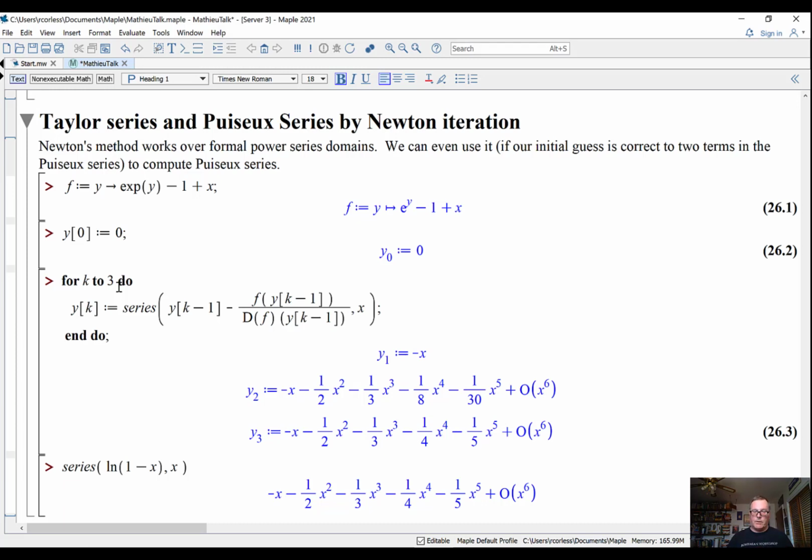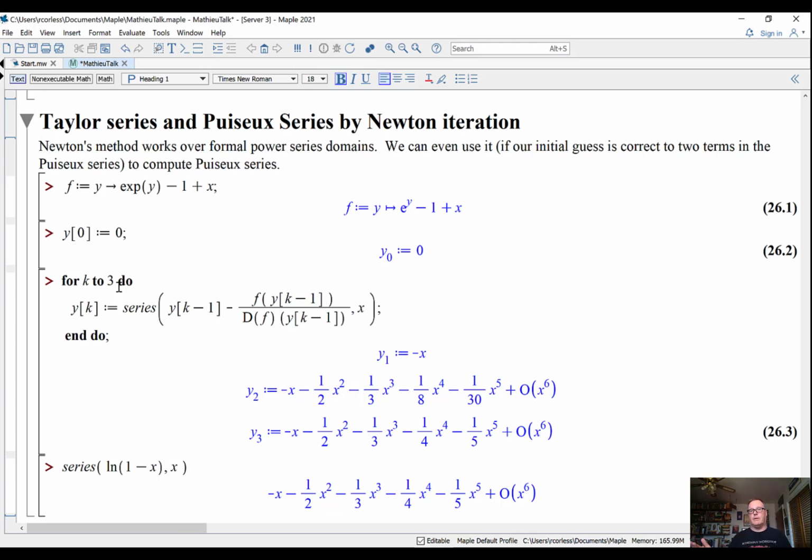This is easily programmed, but I'm just going to use the built-in series. So on the first iteration, you start with 0, you get just minus x. That makes sense because e to the 0 minus 1 is 0, and you get minus x. Great, and the derivative is 1 at the point. So now we have two terms correct, 0 and minus 1. We iterate again, and we get y2 is 0 minus x minus 1/2 x squared minus 1/3 x cubed. So we now have 4 terms correct, and the minus 1/8 x to the power 4 is wrong. So the number of terms in the series that are correct is doubling with each iteration.